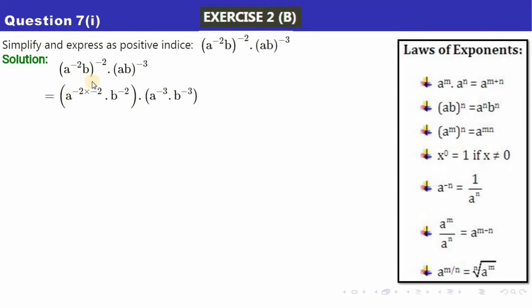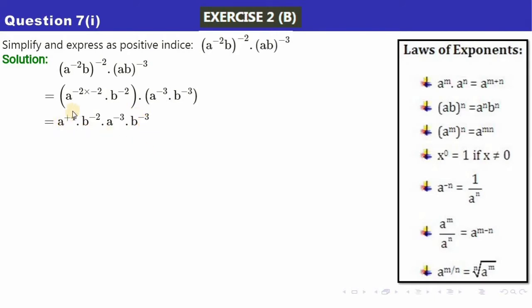Let's see. First and foremost, we'll distribute this minus 2 power to a to the power minus 2 and b. So a to the power minus 2 whole to the power minus 2, we have to apply this formula which says multiply the powers. That's why I've multiplied minus 2 into minus 2, and this is b to the power minus 2, into a to the power minus 3, b to the power minus 3. Now we can remove the bracket. So minus into minus becomes plus, 2 into 2 is 4, and we have b to the power minus 2, a to the power minus 3, b to the power minus 3.